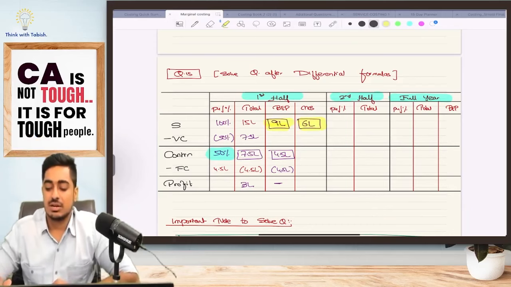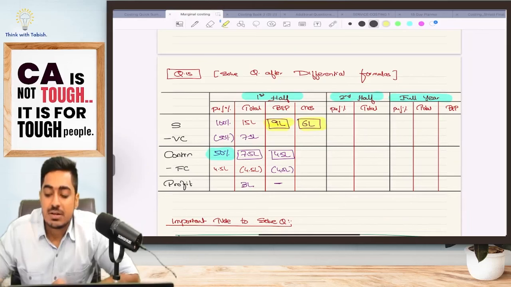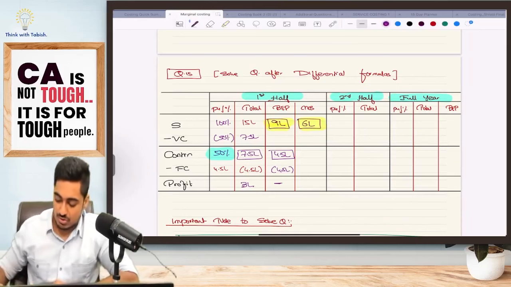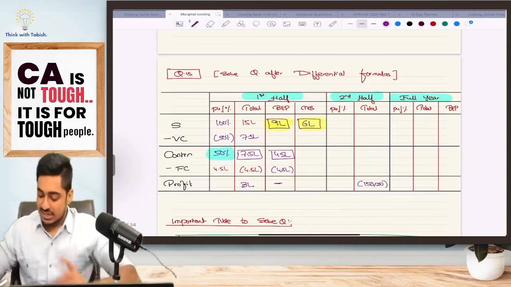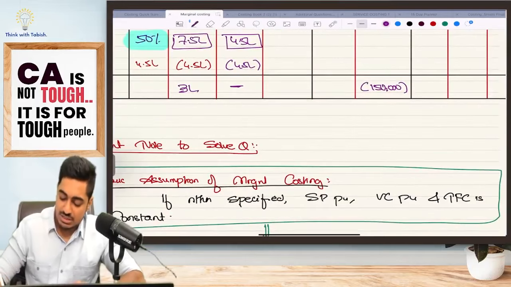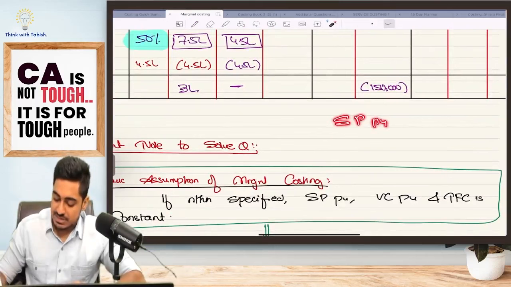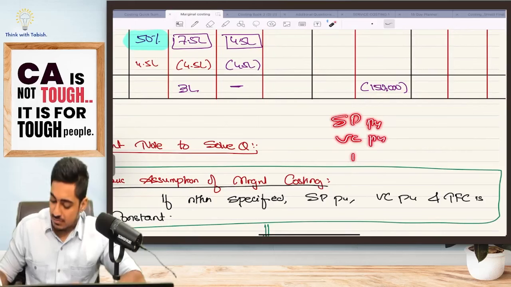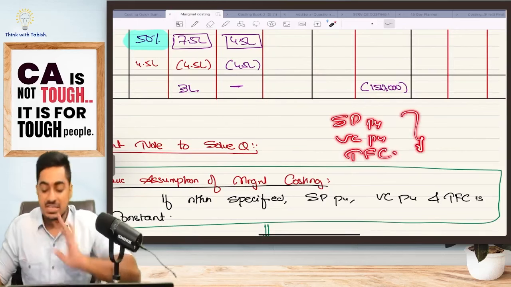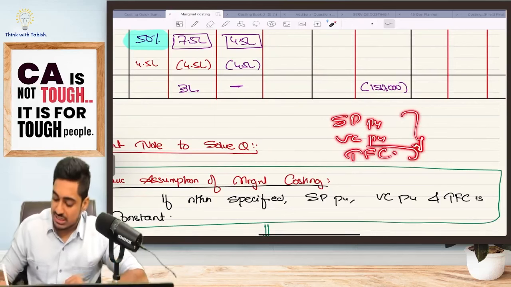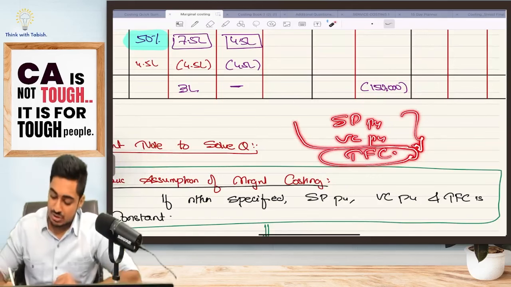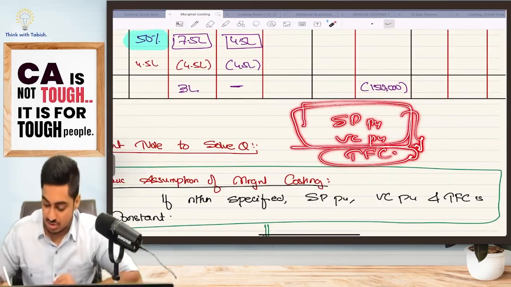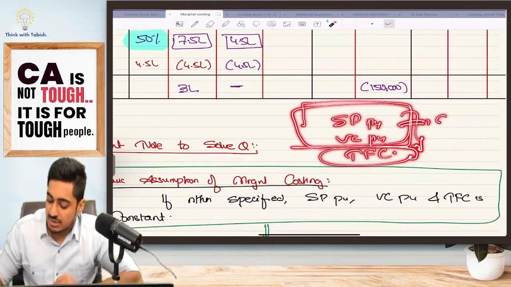What is the question saying about the second half? In the second half, it suffered a loss of 1,50,000. What happened, students? We incurred a loss of 1,50,000. Now tell me one thing. We have some basic assumptions of marginal costing. If nothing is given, I will always assume that selling price per unit, variable cost per unit, as well as total fixed cost are constant. Yes or no? Did the question say that my fixed cost will change? No. That means whatever was there in the first half, the same will be there here. Did the question say that my selling price or variable cost will change? No, sir.